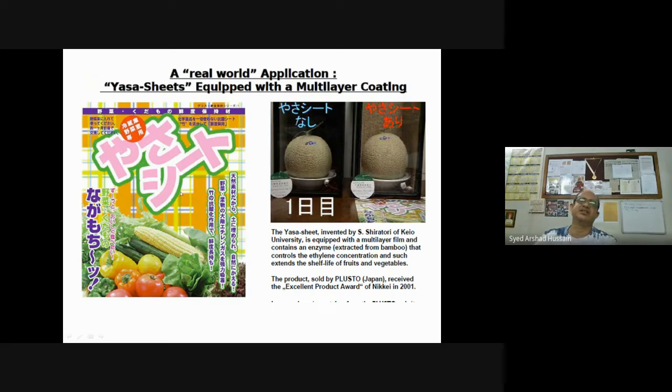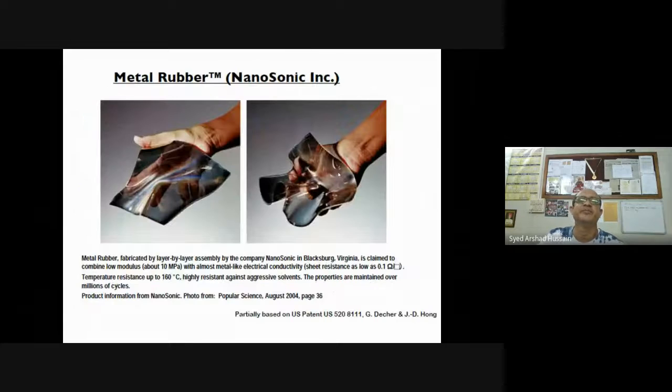You see, this is another commercial application by a Japanese company. They prepare a sheet using LBL technique to wrap the fruit. This is very common in big shops abroad. You will see each fruit is covered, because when you import or export fruits, it takes a long time. So it is important to preserve the quality or food value. So they developed a coating which can wrap the fruit, and it can preserve the property of the fruit for a long time.